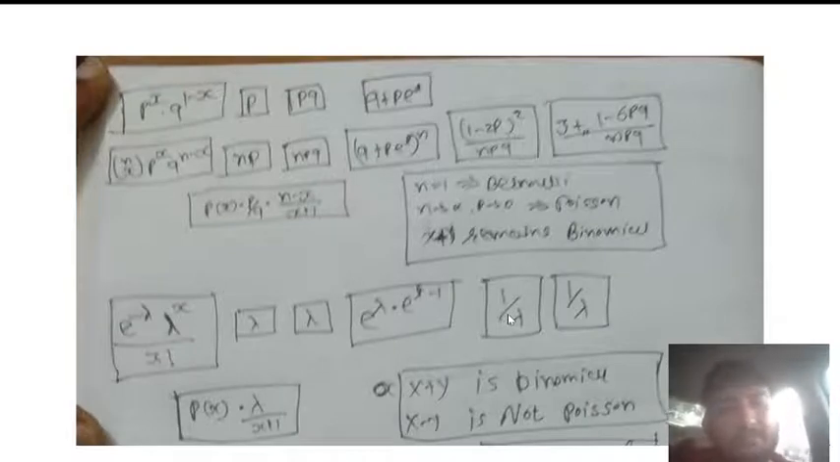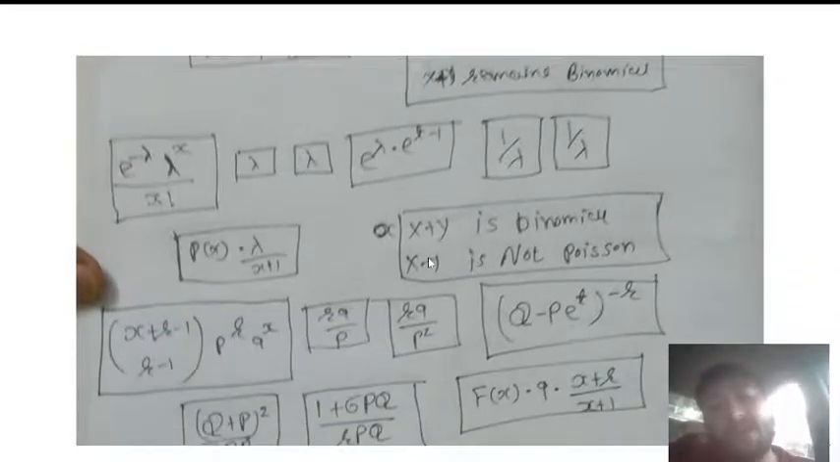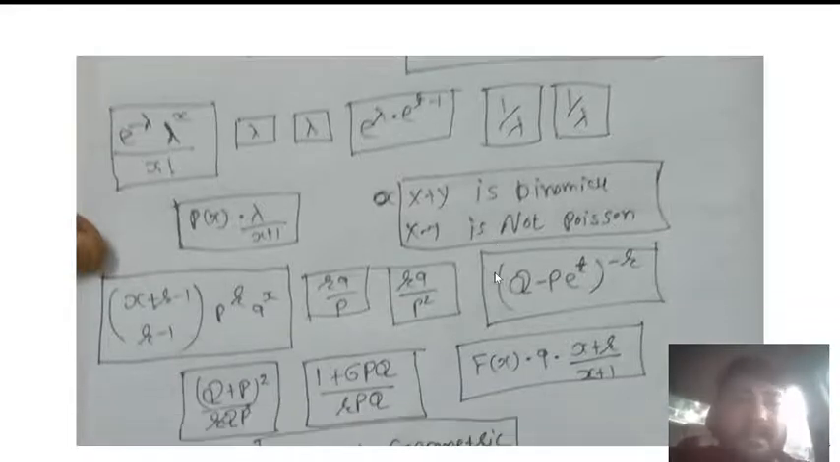It is positively skewed and leptokurtic, higher than symmetric. The recurrence formula for the Poisson distribution is P of x plus 1 is equal to P of x into lambda upon x plus 1. If x and y both follow Poisson distribution, then x plus y follows Poisson distribution, and x minus y follows neither binomial nor Poisson. X minus y doesn't follow Poisson distribution. Just remember this.